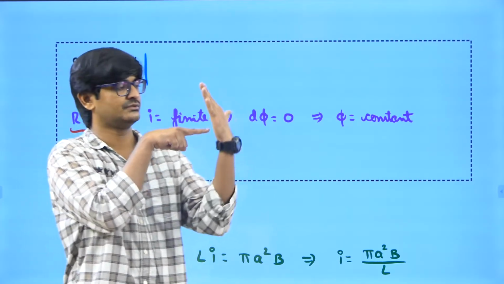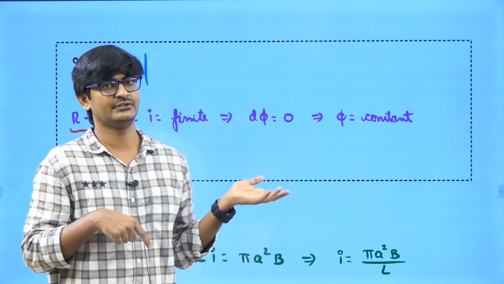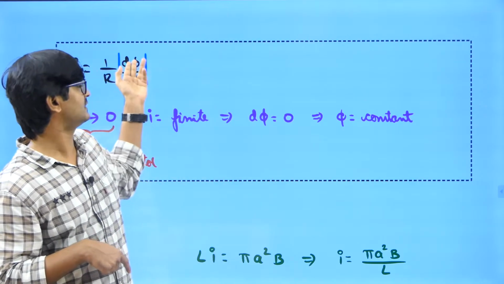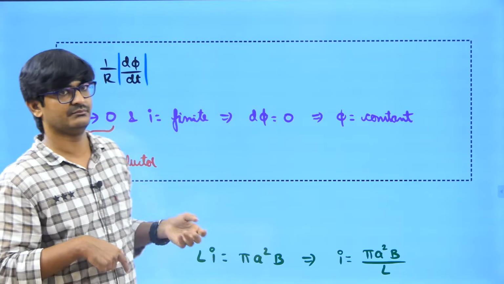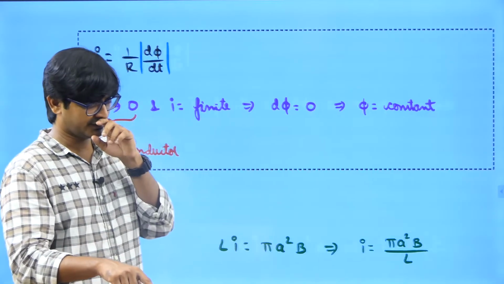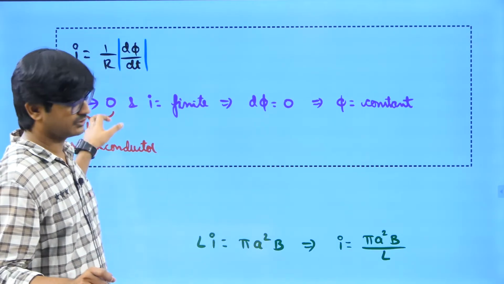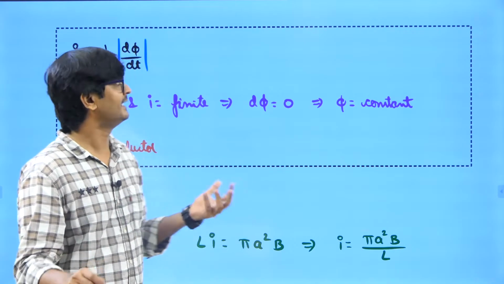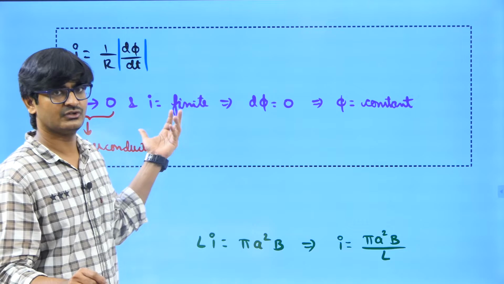Initial flux is 0. Now there is change in flux. If there is change in flux, there will be induced EMF. If you want to find the current, magnitude wise it will be 1 by R times dφ by dt, because this will give you EMF. But in case of superconducting material, resistance is going to be 0, and in general we will be having only finite currents.